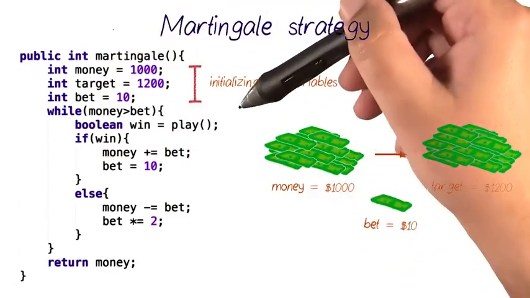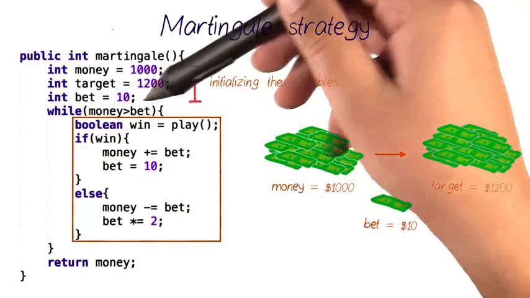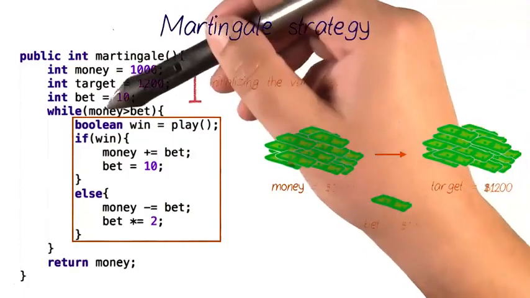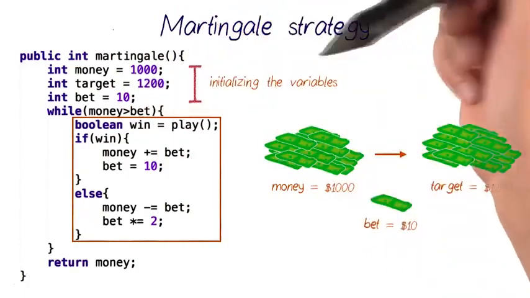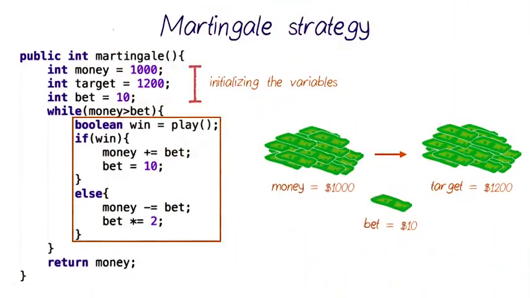The idea of this loop is that it would keep repeating this code block down here for as long as we still have enough money to place a bet. So as long as money is greater than bet. Once we don't have enough money anymore, then we just return whatever money we have.